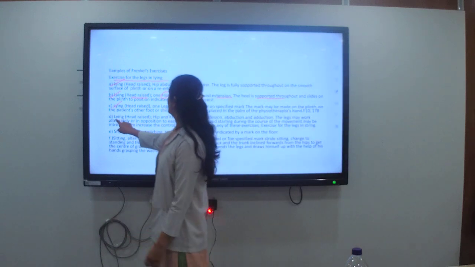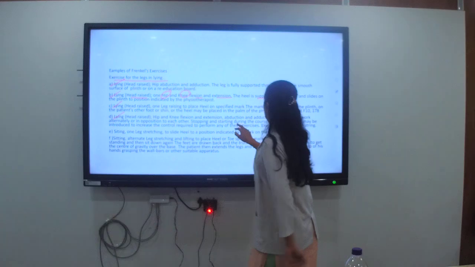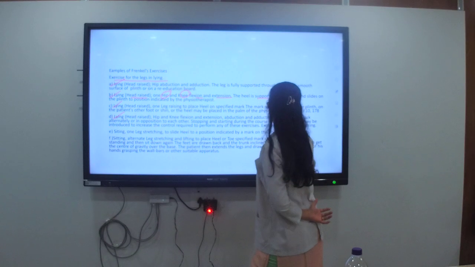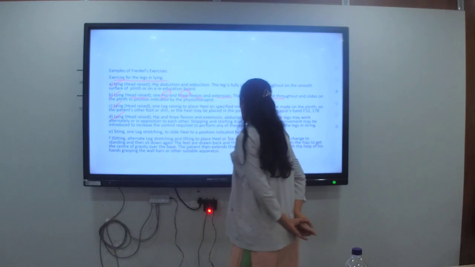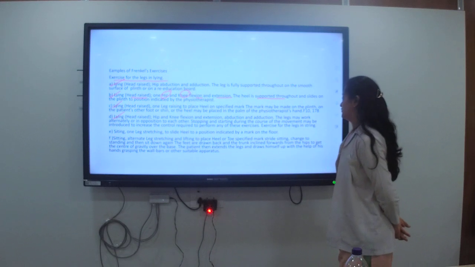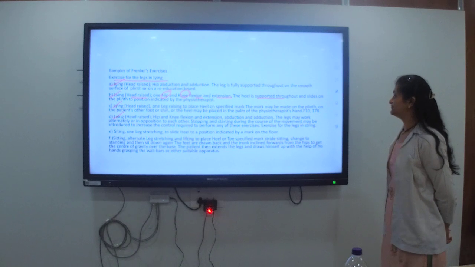Next is the line, in which there is head raised, hip and knee flexion and extension, abduction and adduction. The legs may work alternately or in opposition to each other. Stopping and starting during the course of the movement may be introduced to increase the control required to perform any of these exercises.